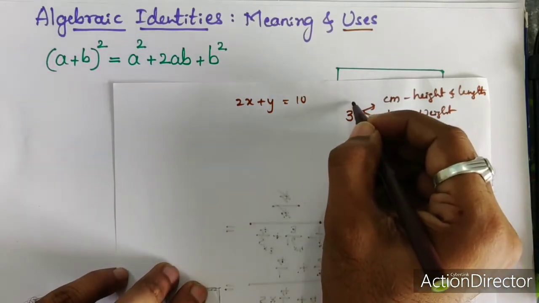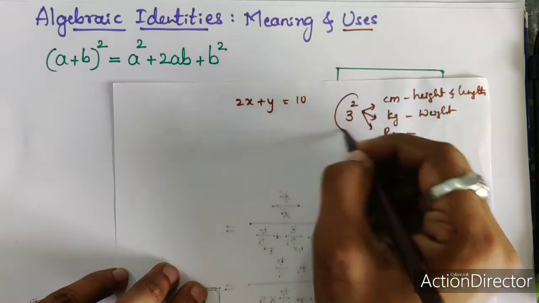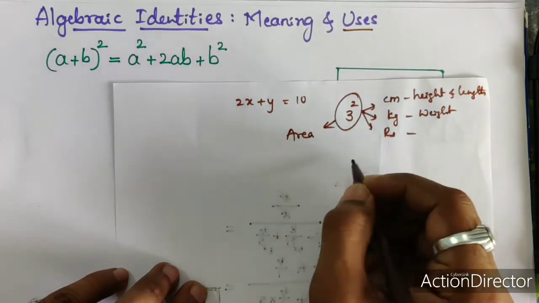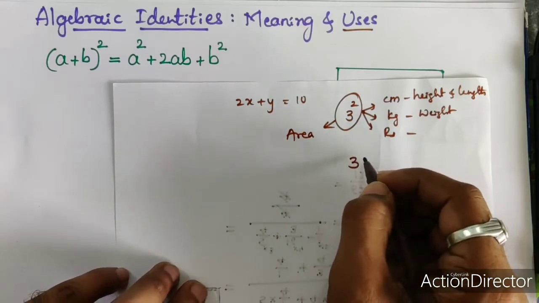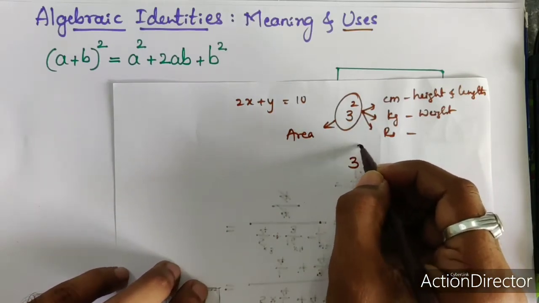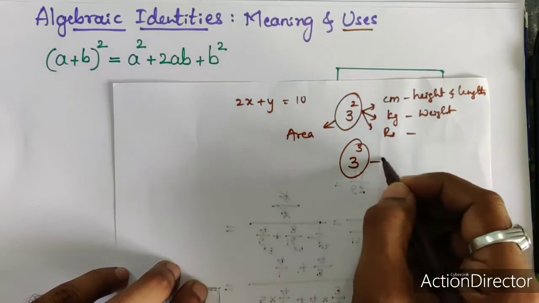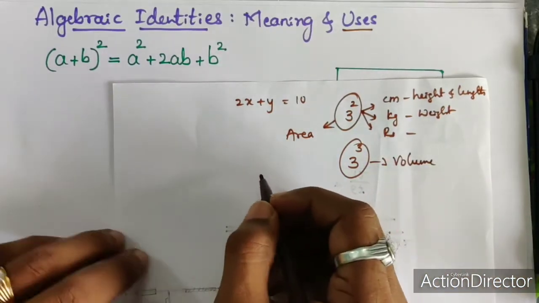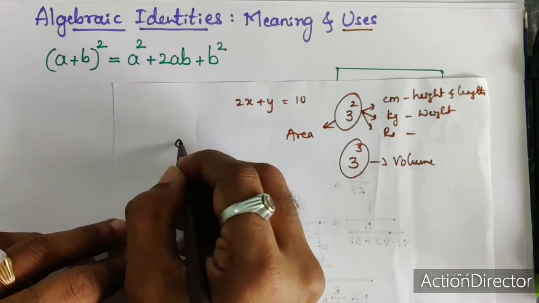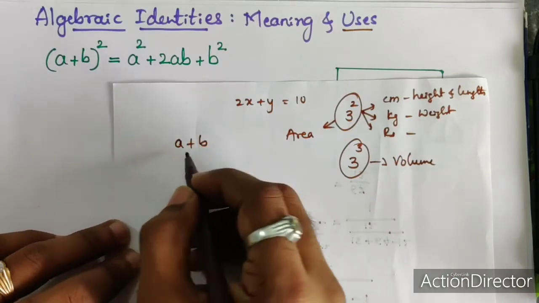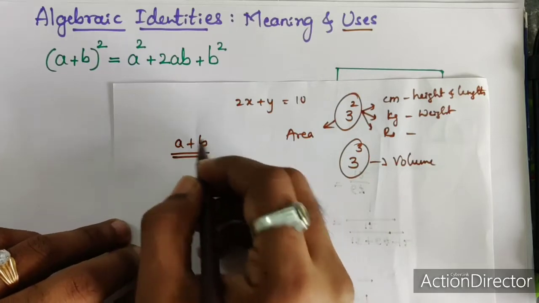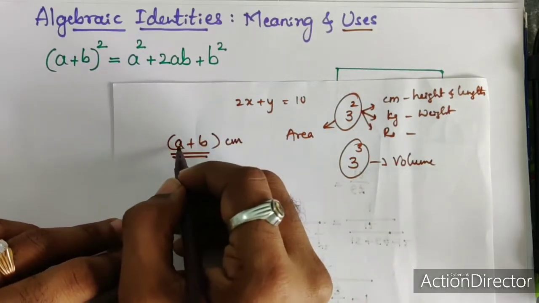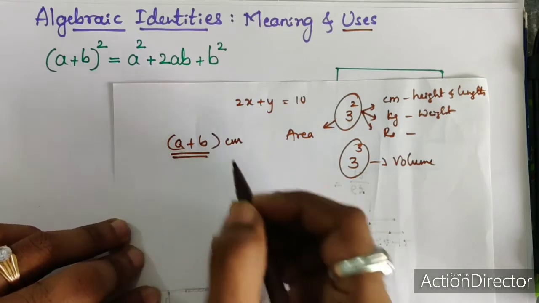Suppose the same number is written in the form of a square, you must know that it represents area. If something is written in the form of a cube, that always represents volume in maths. In the same way, suppose I write something like a plus b. In case I assume it is a length of something, a is some value, b is some other value.